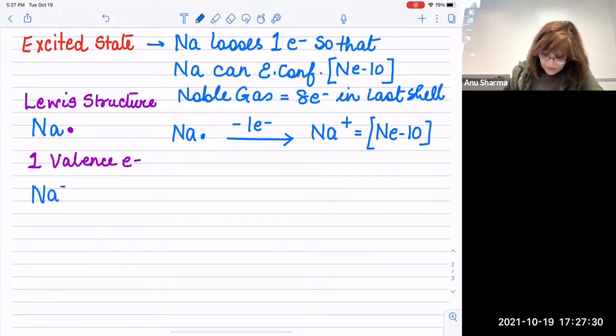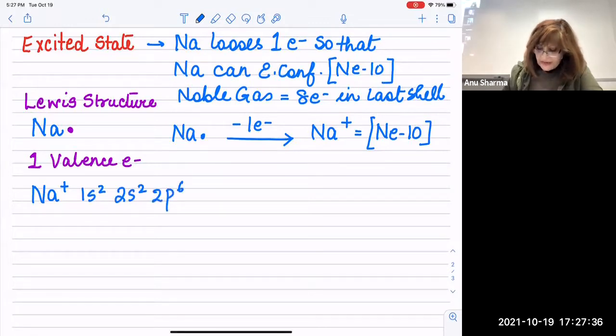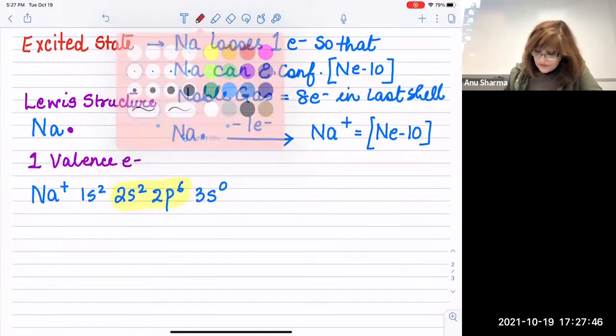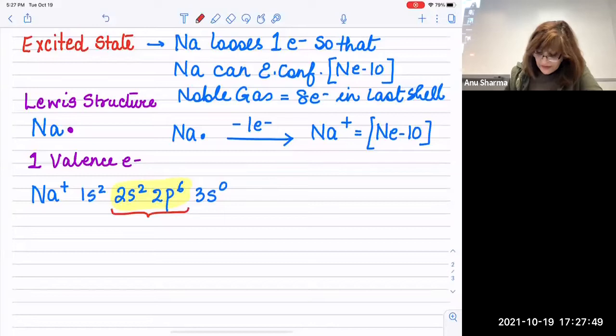What does it look like? So sodium plus is 1s2, 2s2, and 2p6. And then the 3s is 0. So basically that's where it lost its electron. So you see now 8 electrons are here. These are the 8 electrons. So that's why it gets the octet, and it's looking like the electronic configuration of neon.